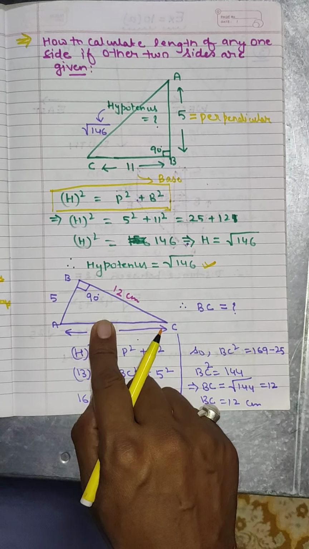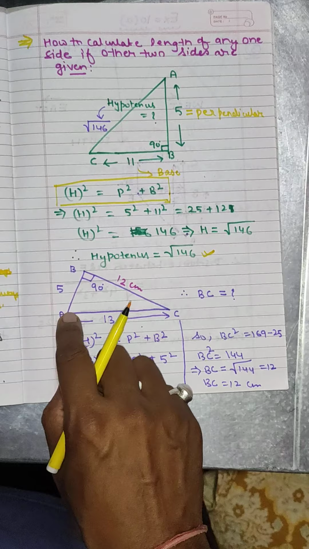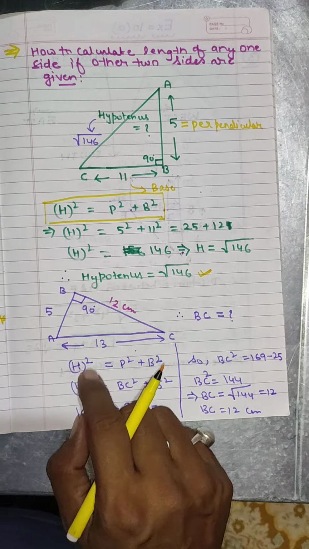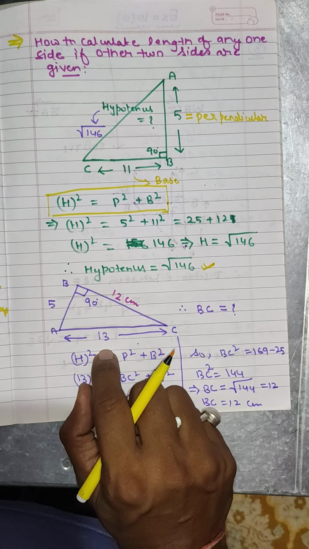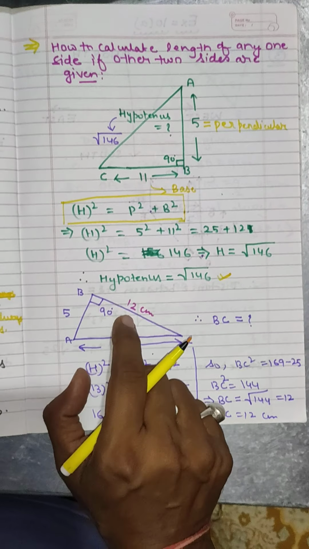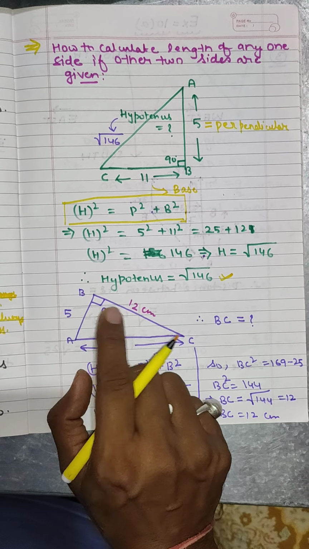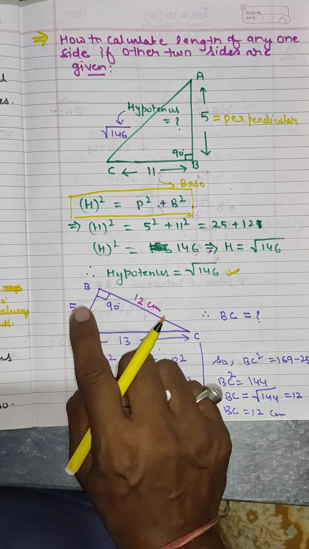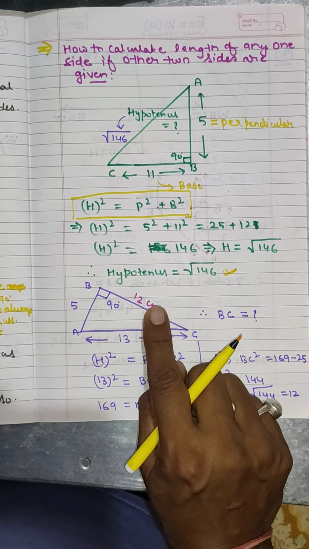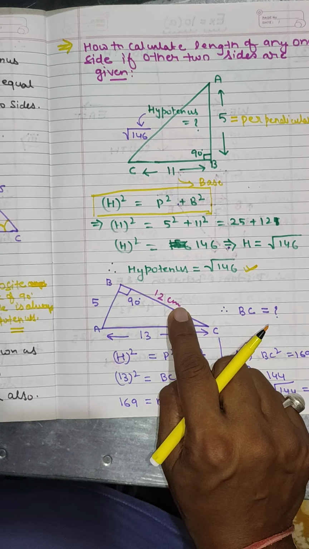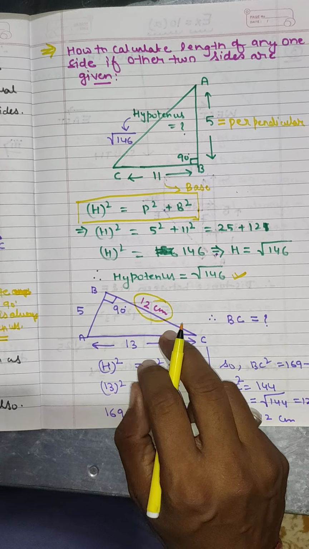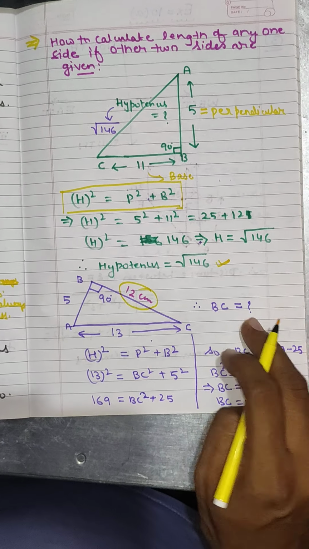Here another example I have given. In this triangle you can tell me what is the hypotenuse. Yes, you are correct. Opposite of 90 degrees, 13 is the hypotenuse, 5 is the perpendicular and 12 is the base. So in this triangle we have to find BC. Certainly I have written here 12 centimeter, but this one is not given. This one you have to find. That is why I have written BC is equal to question mark.